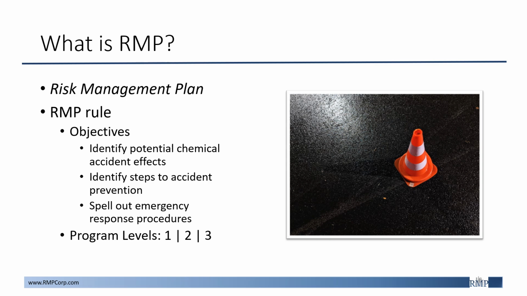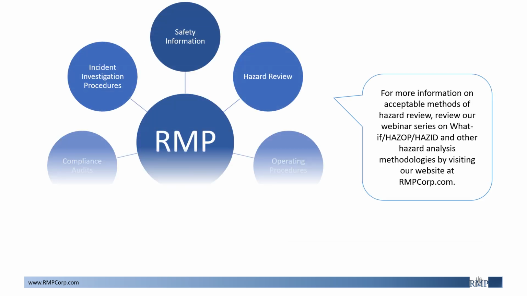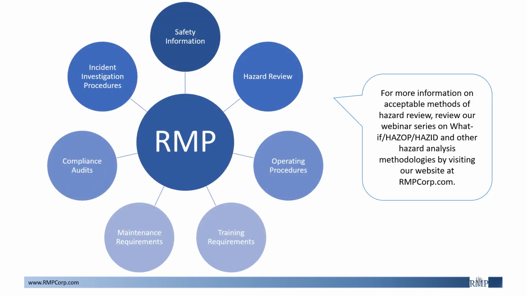Before that, let us finish our overview for RMP. To fulfill the 3 main objectives, the risk management plan includes, but is not limited to, the following elements: safety information, hazard review, operating procedures, training requirements, maintenance requirements, compliance audits, and incident investigation procedures. We will dive deeper into the various elements in just a little bit. But before that, let's discuss PSM.